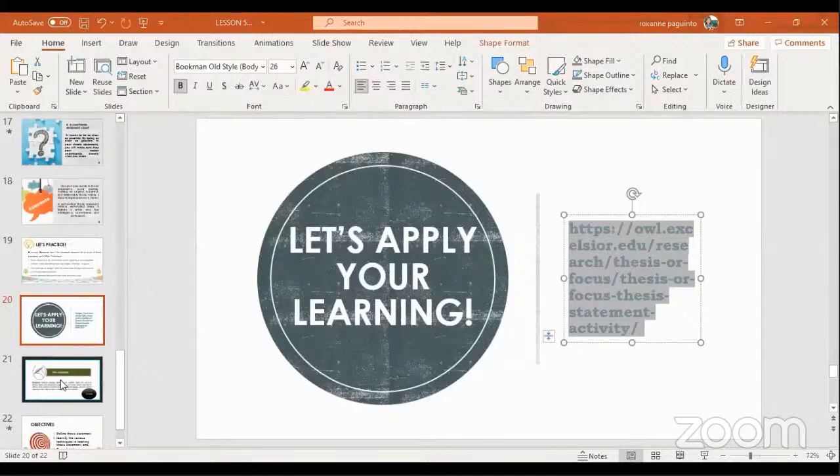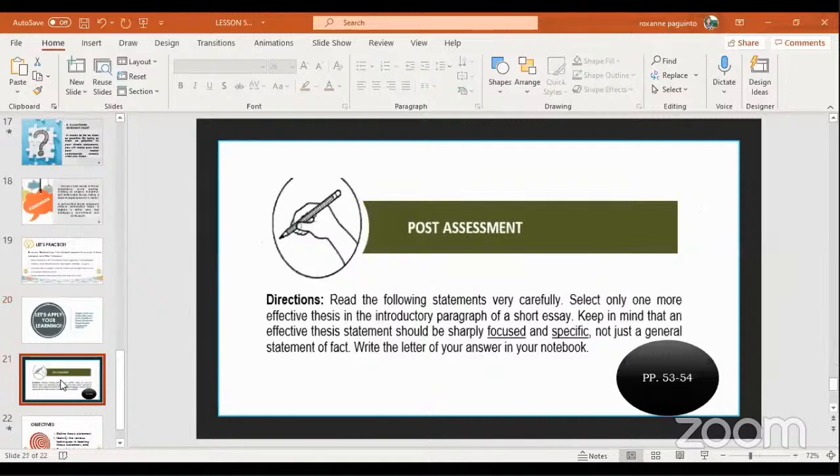While waiting, let's proceed to our next activity. For your post-assessment, directions: read the following statements. Keep in mind that an effective thesis statement should be sharply focused and specific, not just a general statement of fact. Write the letter of your answer in your notebook. These should be answered in your notebook on pages 53 and 54 of your module.